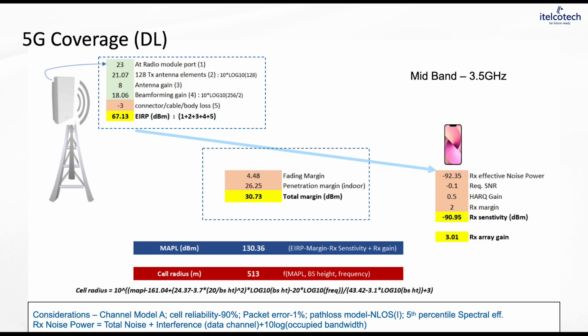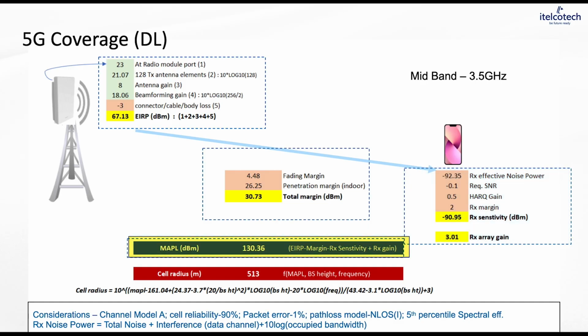Now at the receiver end, we have certain thermal noise and noise power which need to be considered. We have certain gain of the antennas. We have antennas on the mobile station or the user devices, and hence we got a certain receiver sensitivity here, which comes out to be minus 90.95, and we have an antenna gain of 3 dBi.